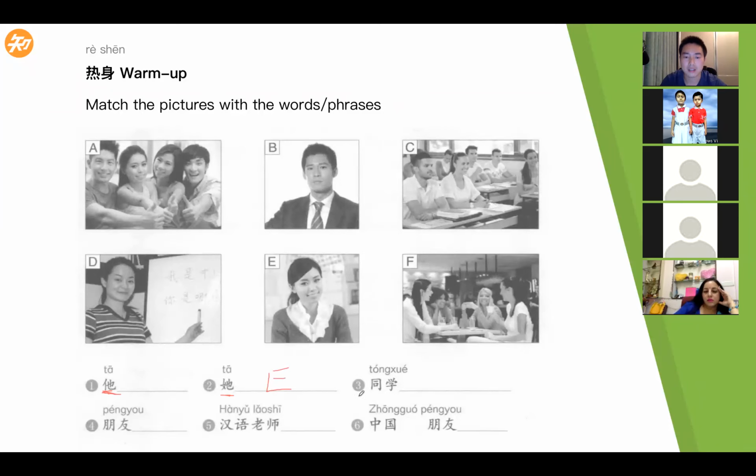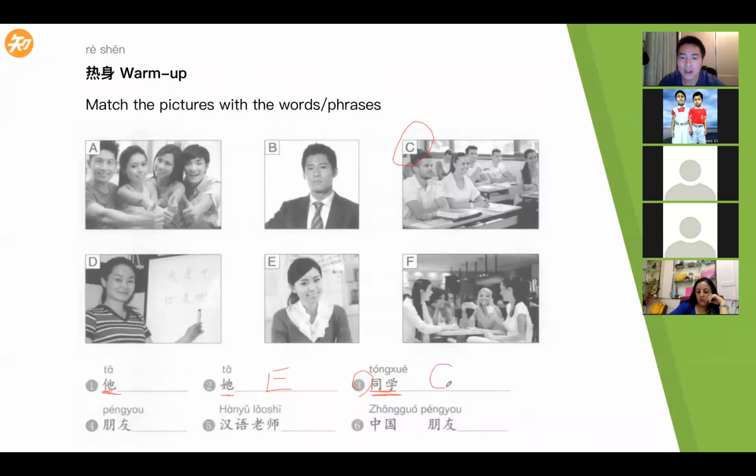Okay, the next one. Next one, Sarah. Hello, Sarah. How to pronounce this one? 同学. Try the second term. 同学. So 同学 means students or classmates in Chinese. So I think this picture shows the 同学.